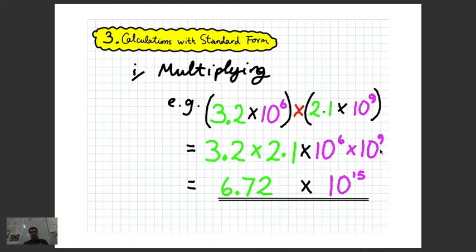So 3.2 times 2.1 is 6.72, and 10 to the power of 6 times 10 to the power of 9 is 10 to the power of 15, because the rule is that you add the powers when you're multiplying powers of the same thing. 6 plus 9, 15. So the whole thing comes to 6.72 times 10 to the power of 15, which is in standard form, so that's an acceptable final answer.